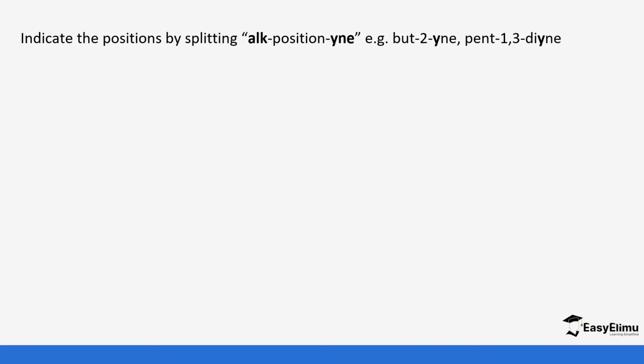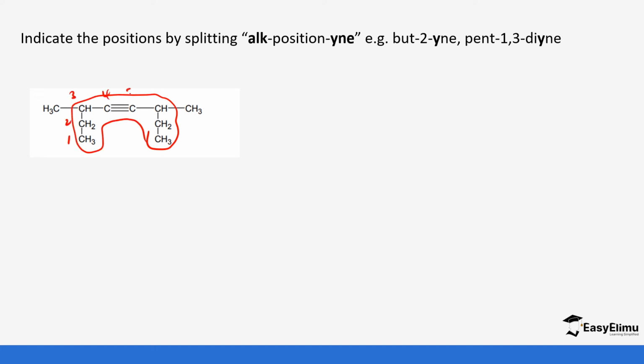Next, we indicate the positions by splitting the alk and yne, but in this case you are going to be given the position of the triple bond. So for example, since we already identified this as the longest chain and we numbered it 1, 2, 3, 4, 5, 6, 7, 8, the longest chain is an oct, and the triple bond is in carbon number 4, and then yne, like we were doing in alkenes, but in this case it becomes yne.